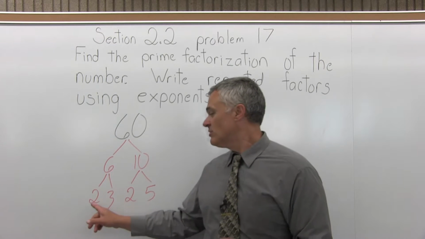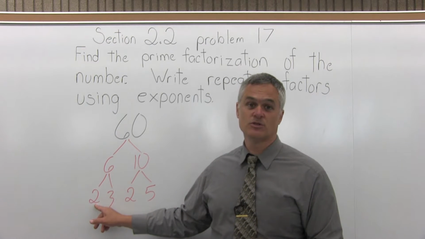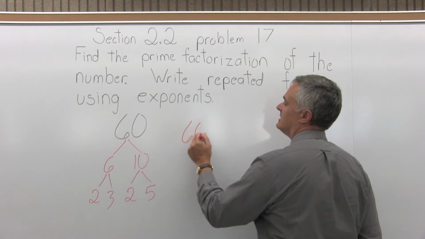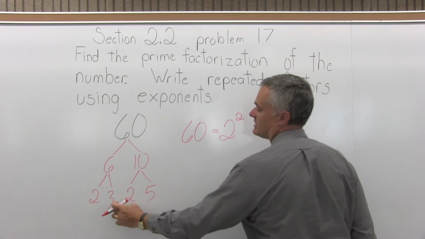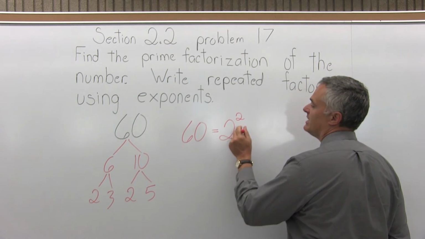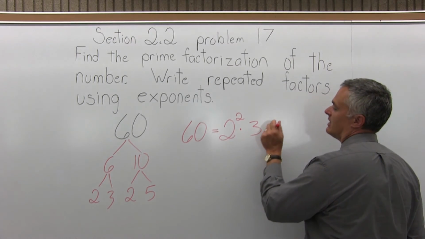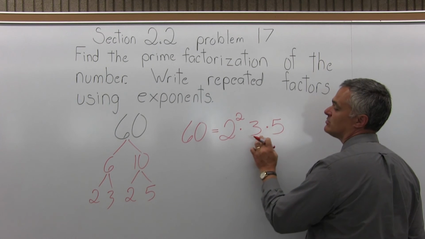Now it says use exponents to write repeated factors. So since the 2 shows up twice, we'll use some exponents for that. So I'll say 60 equals 2 to the second power, because there's 2 of them. I'll put the 3 next. It's traditional to go in order. You don't have to, and then I'll put 5. So 60 equals 2 to the second power times 3 times 5.